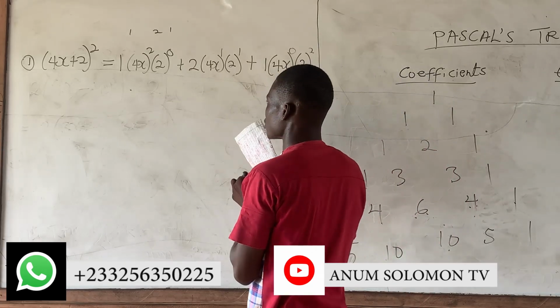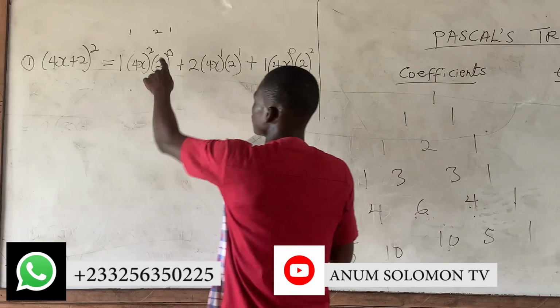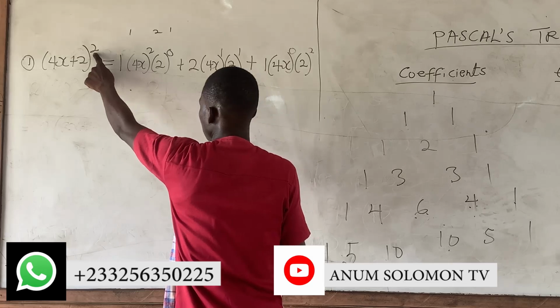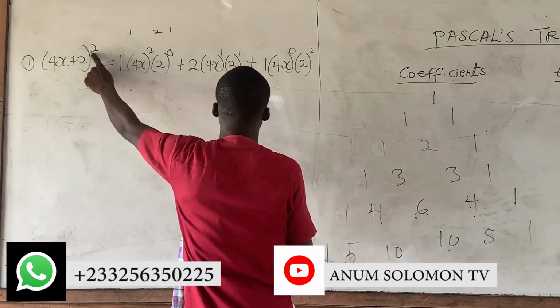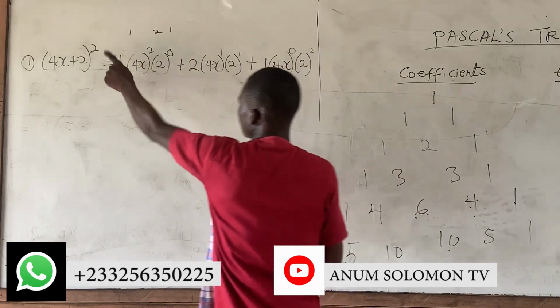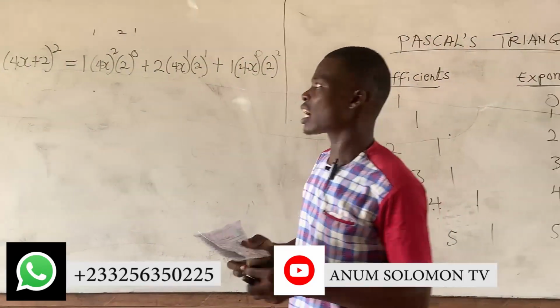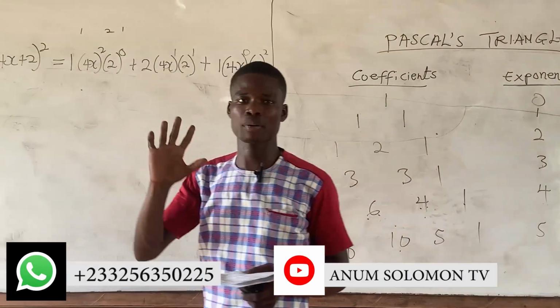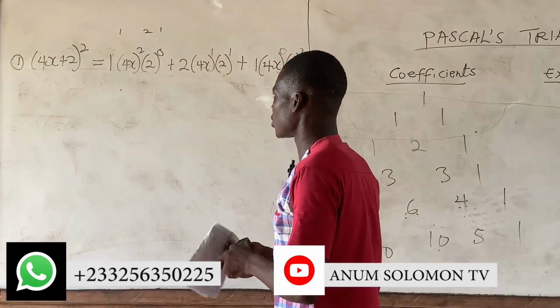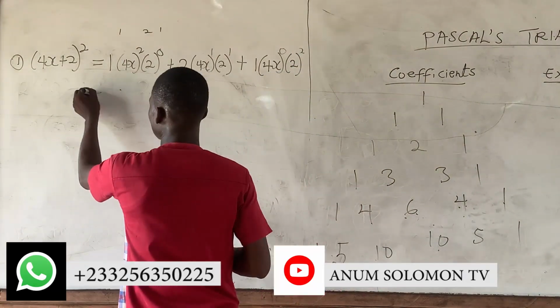So now let's check. 2 plus 0 is equal to 2. 1 plus 1 is 2. 0 plus 2 is 2. So always, when you sum up the powers, you have to get the power in the given problem. So now let's continue to simplify.